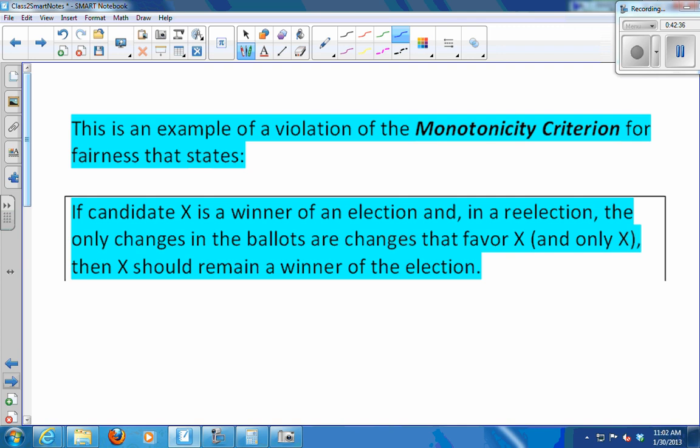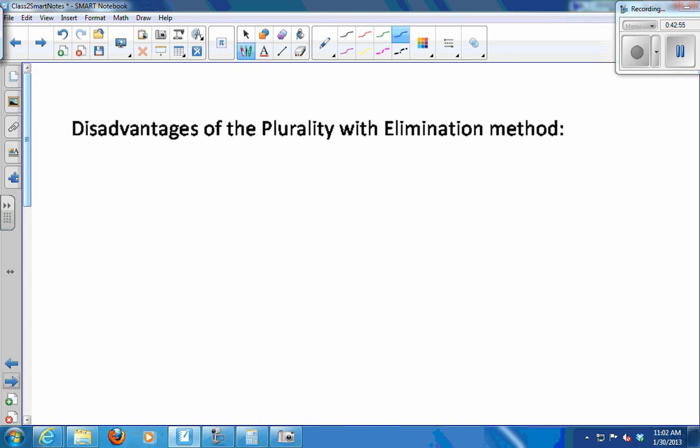If candidate X is the winner and we do the election again and we make only positive changes for candidate X, then X should remain the winner. So in our last example, this didn't happen. We made only positive changes, but that caused us to have a different winner. So a disadvantage of plurality with elimination is that sometimes it violates monotonicity.